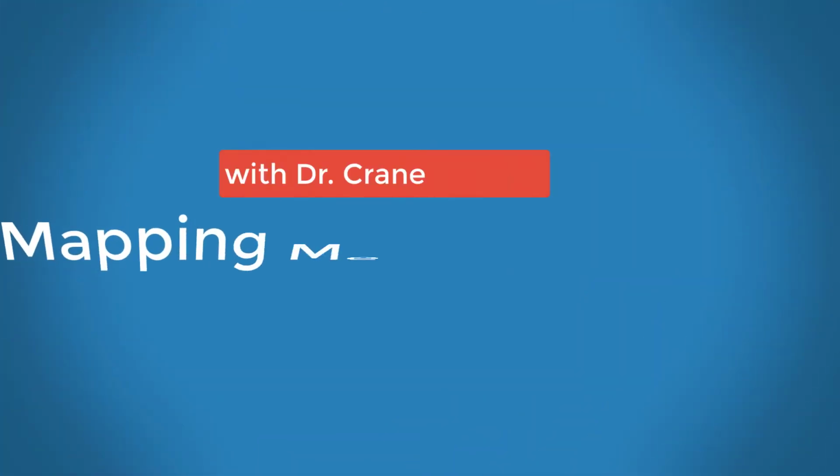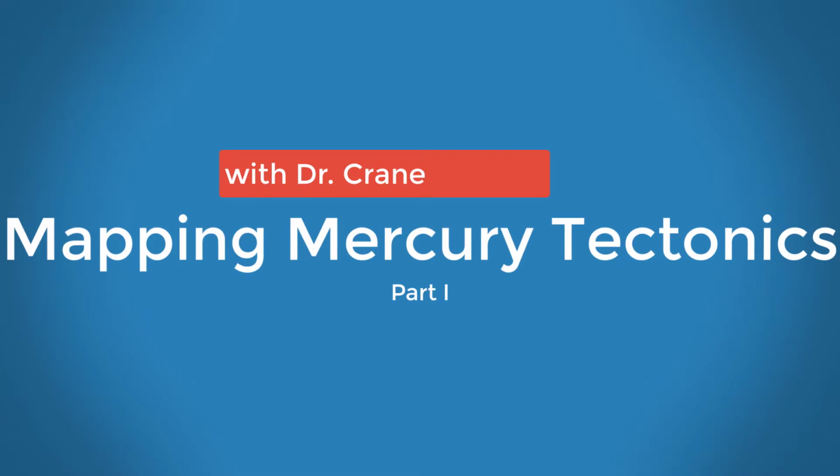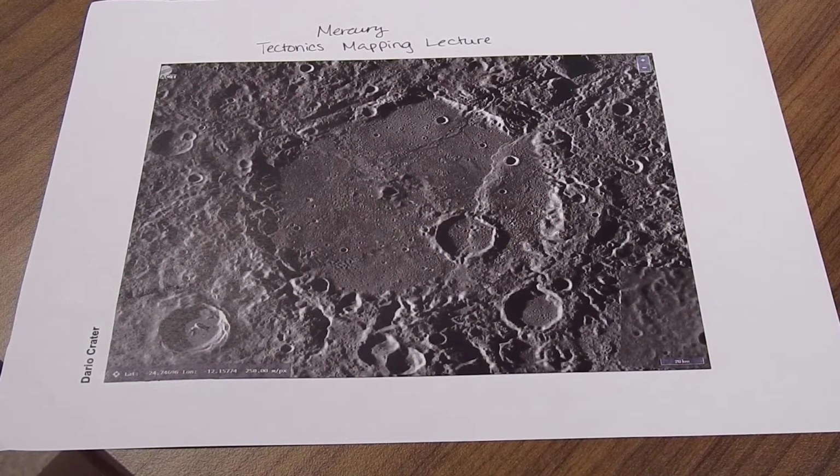This lecture I'm going to call Mercury Tectonics Mapping Lecture. So the goal for this, if you were taking my planetary geology class, is that you're going to learn to recognize thrust faults and normal fault related structures on Mercury, and you're going to be able to incorporate those structures into your geologic maps. So let's start.